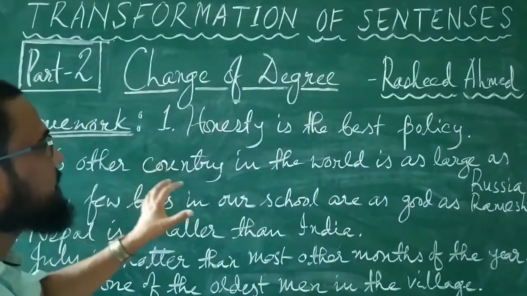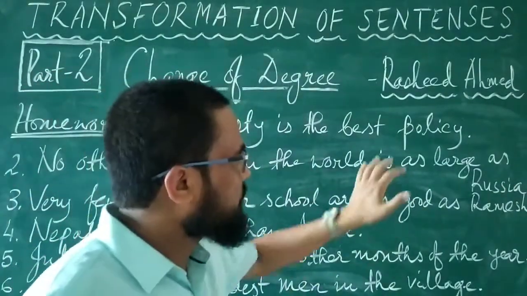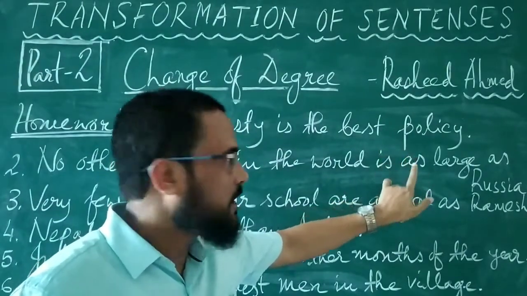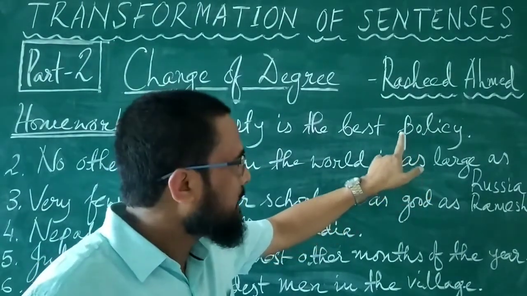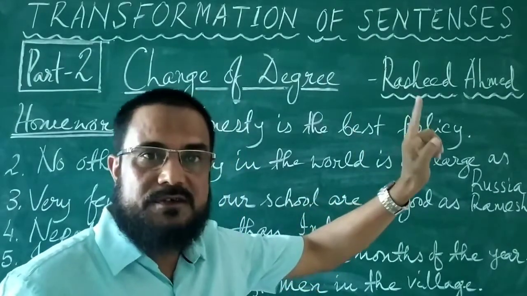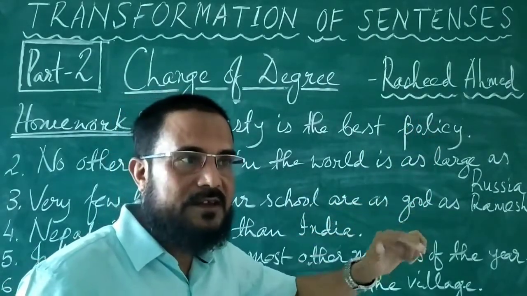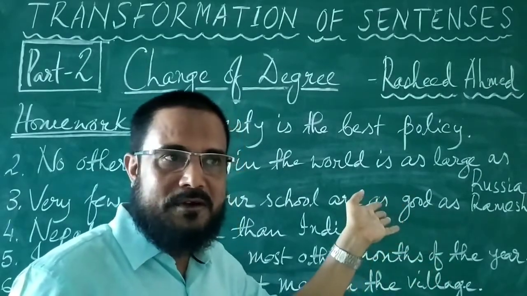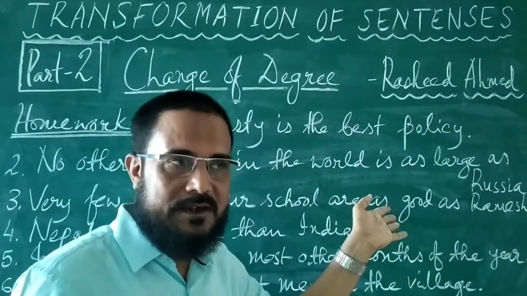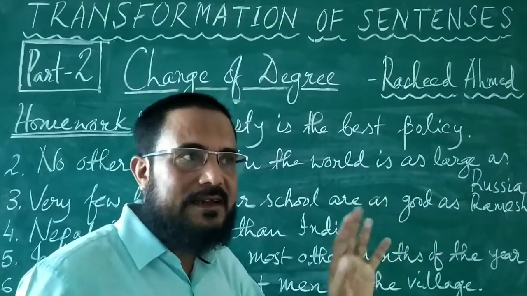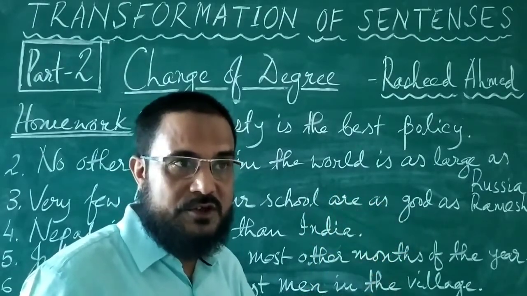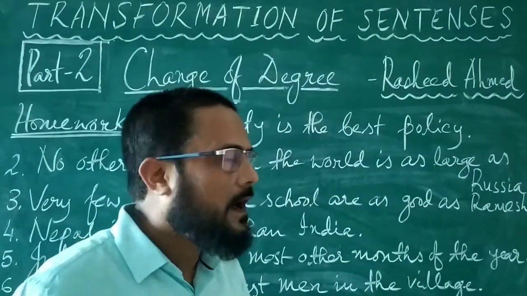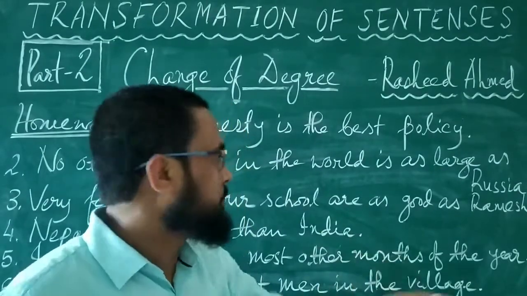Honesty is the best policy. I have not mentioned what degree it is, because this is not a practice session, this is your homework. You have to judge what degree it is, and then you have to change it to other 2 degrees. In case you find a sentence which cannot be changed into superlative, as we have got in number 5 and 6, in that case it is up to you. If you are sure that this cannot be changed into superlative, only positive and comparative can be, that's it. Otherwise you have to change it into 2 other types.